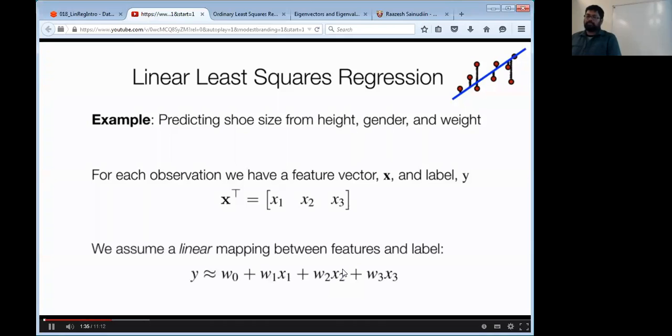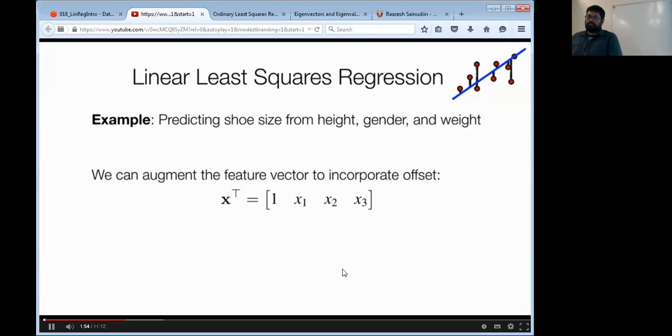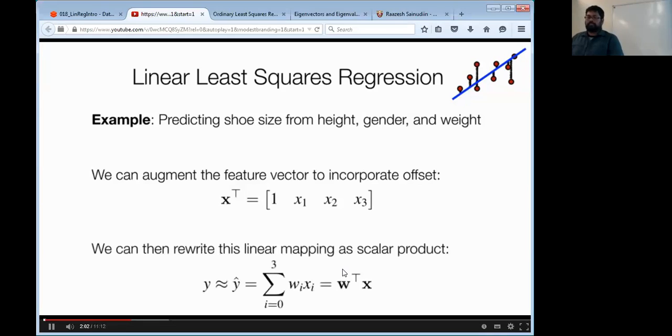Okay, so now our key assumption in linear regression is that there's a linear mapping between the features and the label. As shown in the equation, this means that we assume that we can define Y as a weighted sum of the features plus some offset value, denoted by W0. To account for this offset value, we can augment our feature vector by adding an additional feature that equals 1 for all observations. Once we do this, we can rewrite this linear mapping assumption as a scalar product. Specifically, in the equation below, when i equals 0, we are multiplying W0 by 1 just as before.